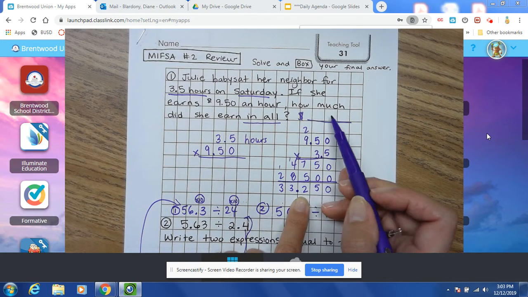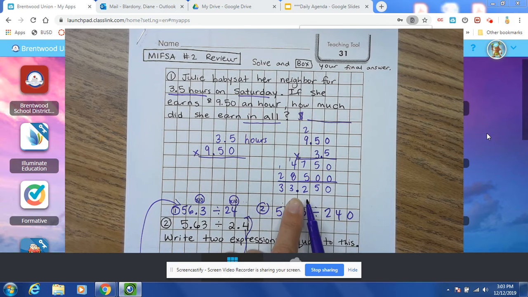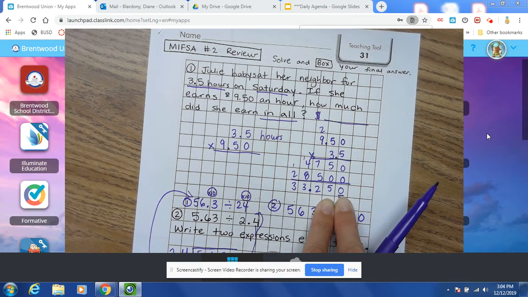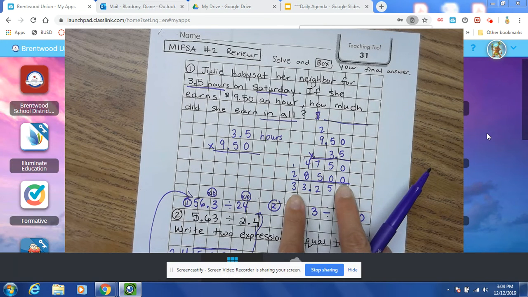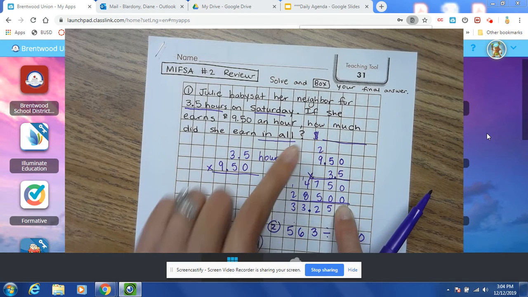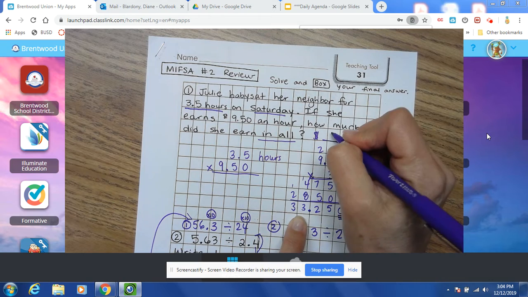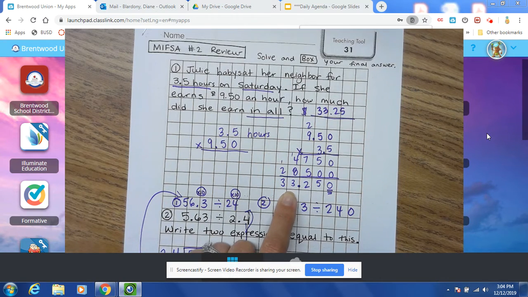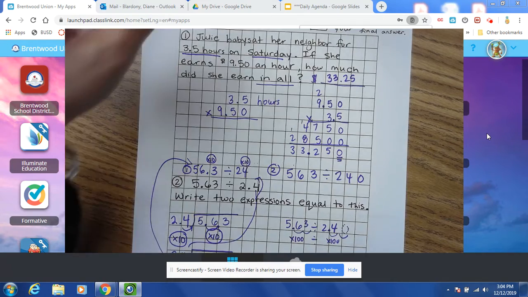Now, if we go back to the problem, it says, how much does she earn in all? This doesn't look like a dollar amount, right? But I do notice that there's a zero here in the thousands, and we don't have thousands in money, right? So if I cover that up, since that's a thousandth and there are zero of them, this looks more like money to me, right? So again, always make sure that your answers make sense. So in my dollar sign here, she makes a total of $33.25.